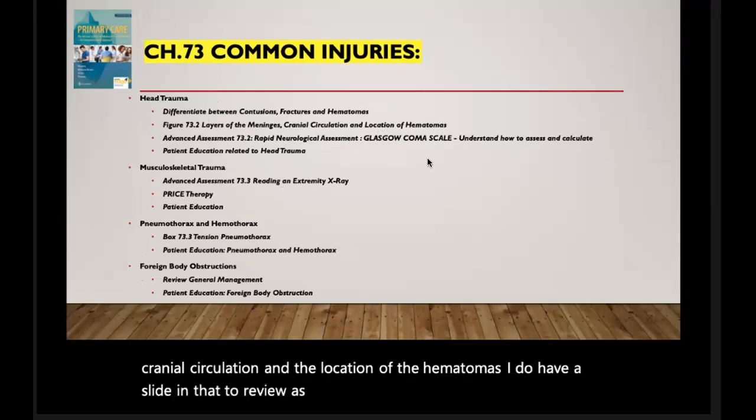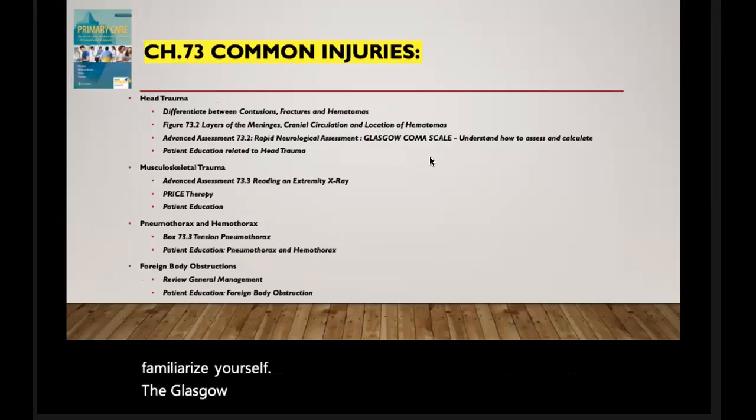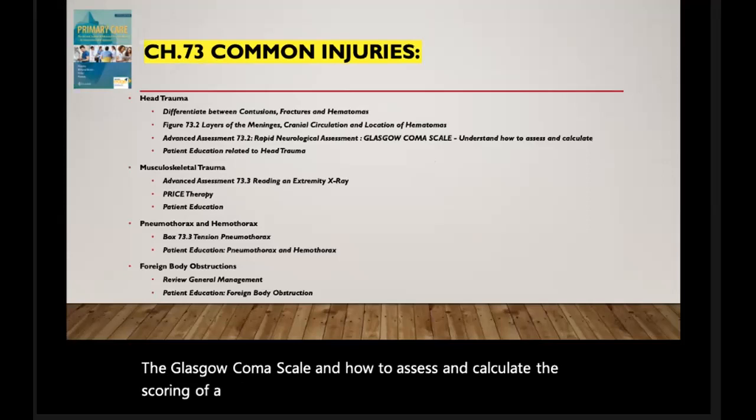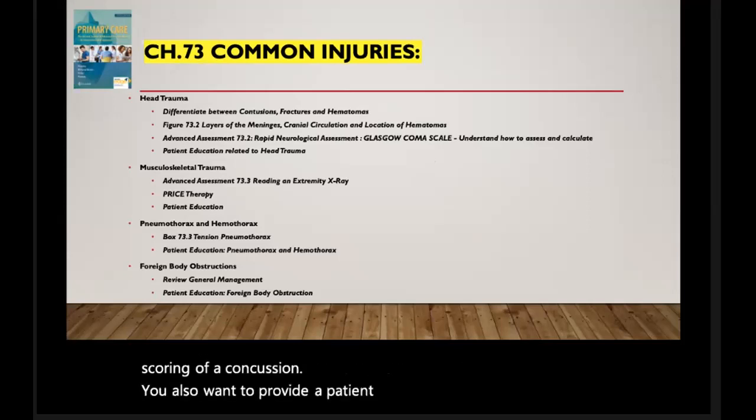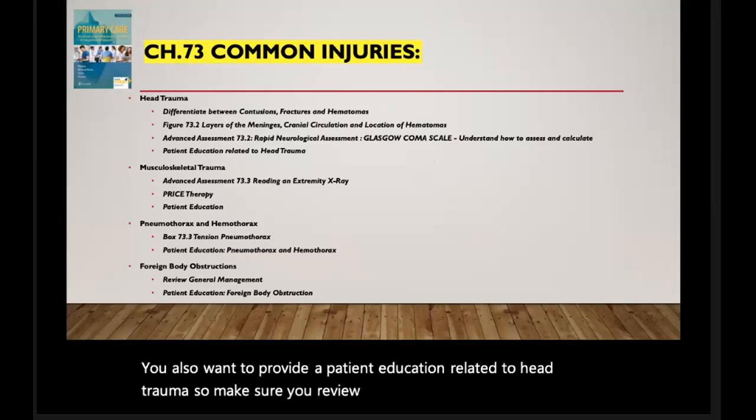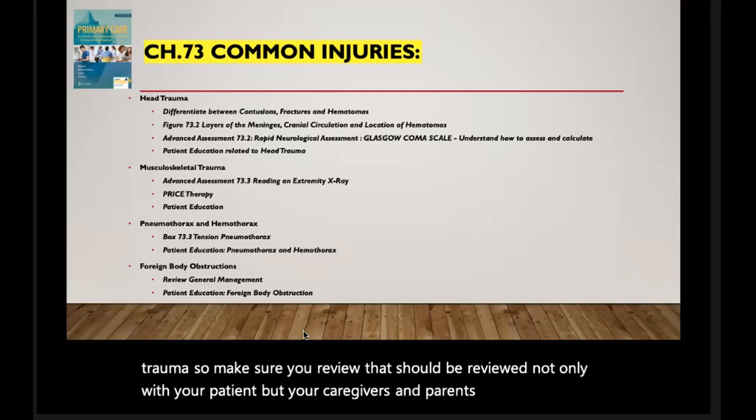Please familiarize yourself with the Glasgow Coma Scale and how to assess and calculate the scoring of a concussion. You also want to provide patient education related to head traumas, so make sure you review that. That should be reviewed not only with your patient, but your caregivers and parents as well.